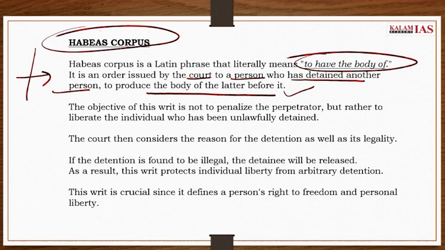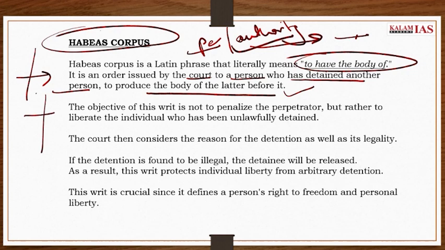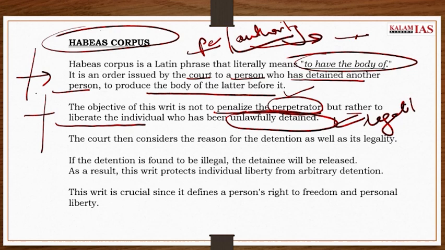Now the Supreme Court and the High Court will issue the writ to a person or an authority who has detained another person, and those courts will ask the person or the authority to bring that person before the court. Now why is this done? This is not to penalize the perpetrator, the person who has done a crime, but to liberate that individual who has been unlawfully detained without any legality. If a person is detained, then by issuing the writ, the Supreme Court upholds the fundamental rights of that individual. So the basic objective is that the writ of habeas corpus is a judicial procedure that serves as a corrective remedy for someone who has been unlawfully detained, unlawfully jailed.